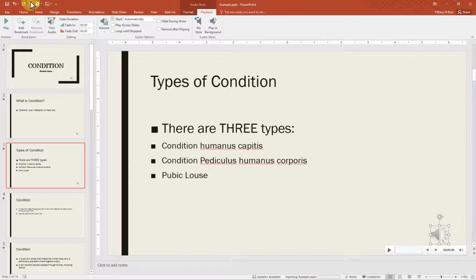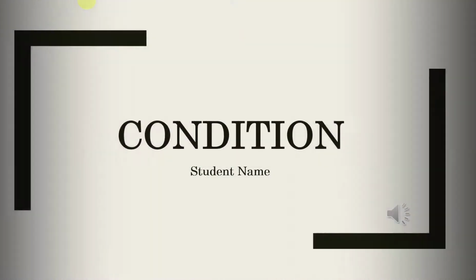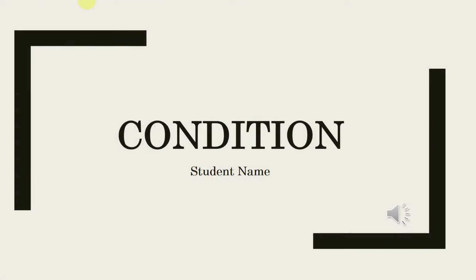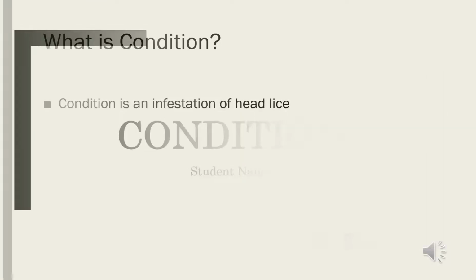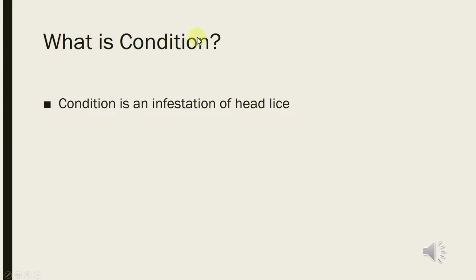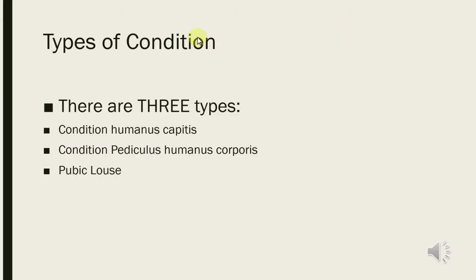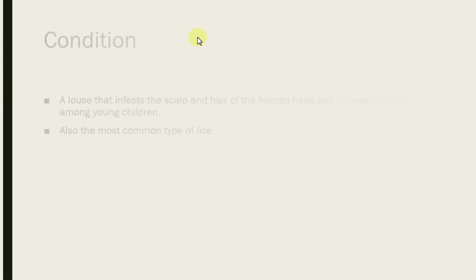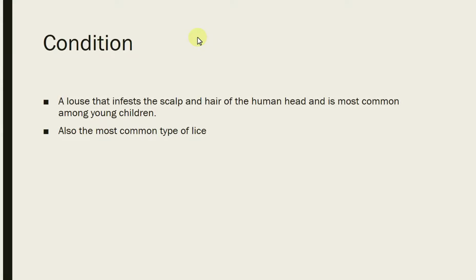Okay, now when we go to present, and start recording. Condition by student name. What is condition? Condition is the infestation of head lice. Types of condition. There are 3 types. Condition humanus capitis, condition pediculus humanus corpus, and pubic louse. See, we had it auto transition.